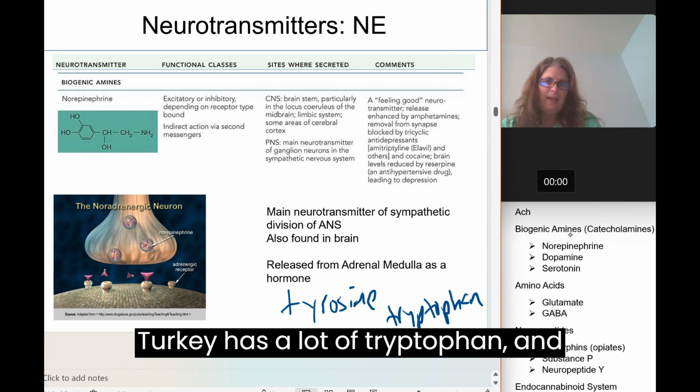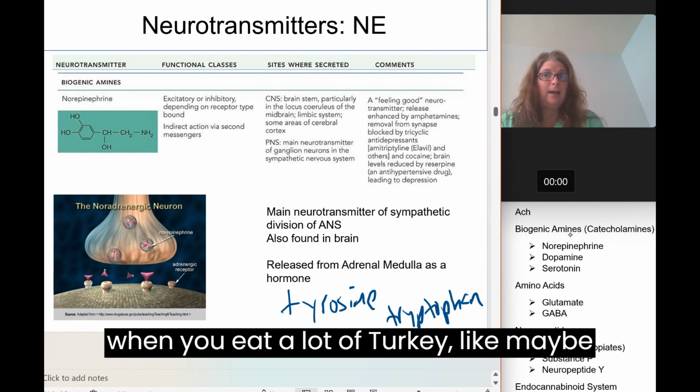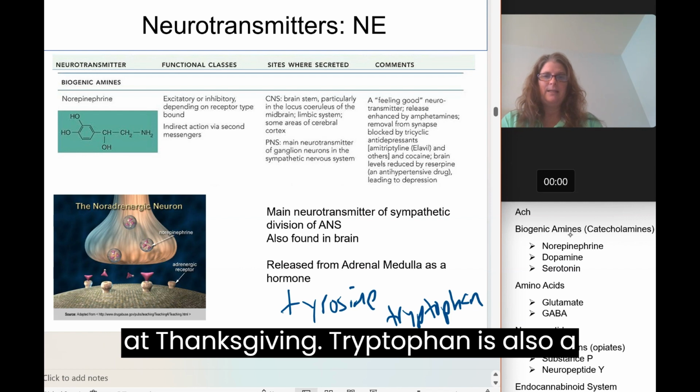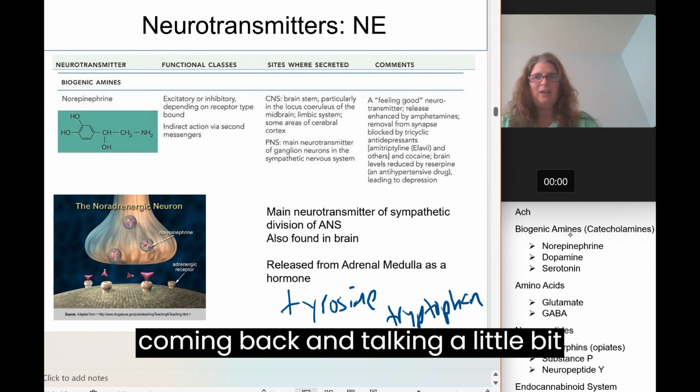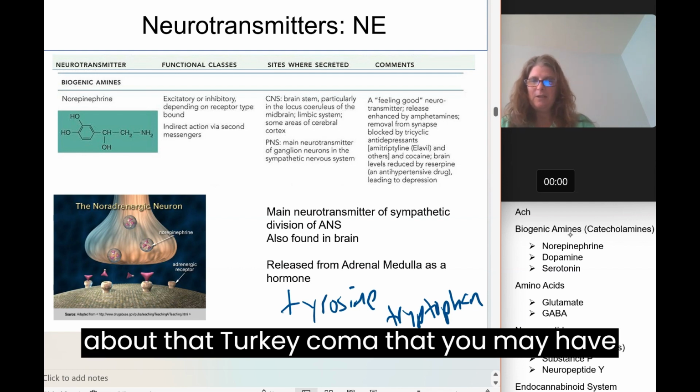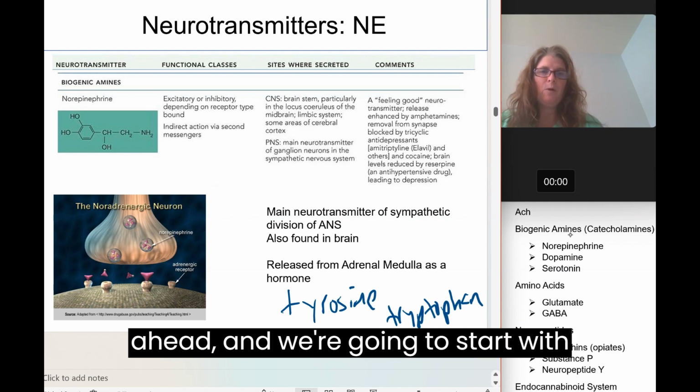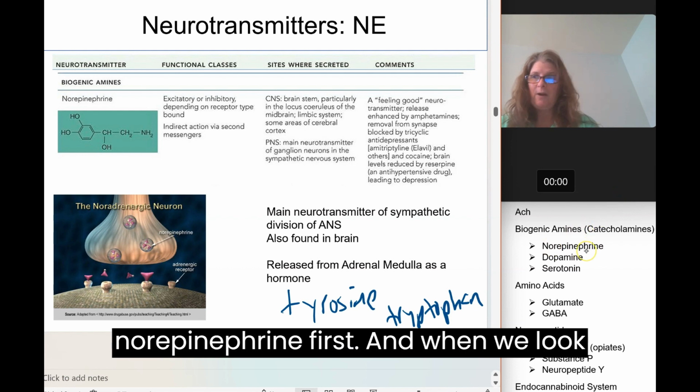Turkey has a lot of tryptophan, and there are some interactions that go on when you eat a lot of turkey, like maybe at Thanksgiving. Tryptophan is also a precursor to serotonin, so we'll be coming back and talking a little bit about that turkey coma that you may have experienced. But we're going to start with norepinephrine first.